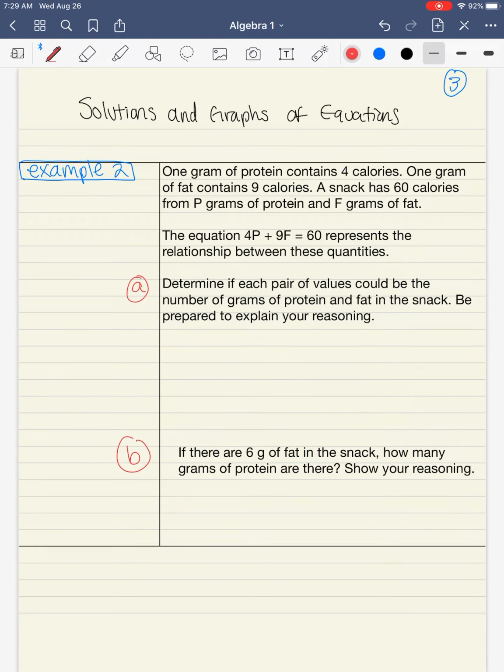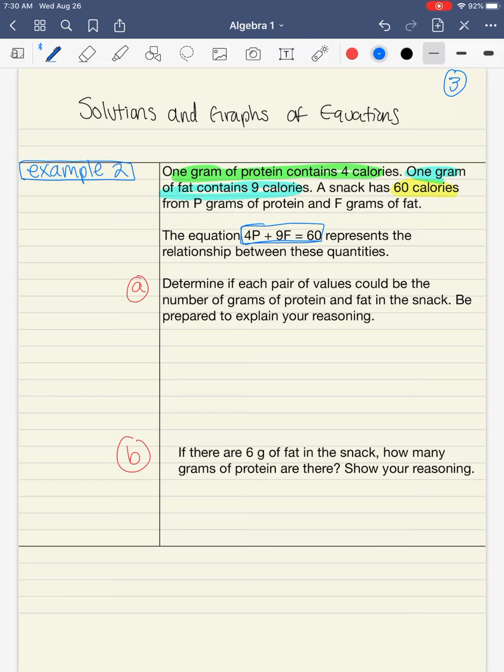Alright, so we have a problem that says 1 gram of protein contains 4 calories, and 1 gram of fat contains 9 calories, and a snack has a total of 60 calories from P grams of protein and F grams of fat. So they're defining our variables for us. The equation 4P plus 9F equals 60 represents this relationship between these quantities.